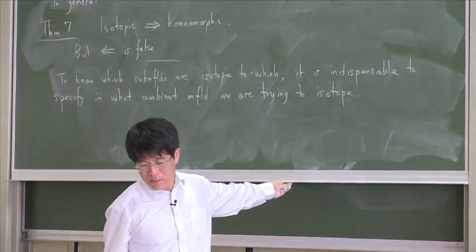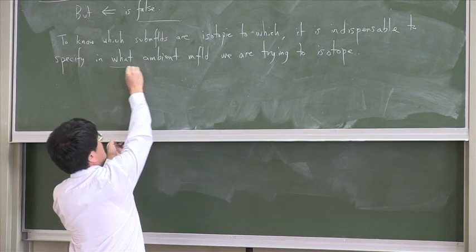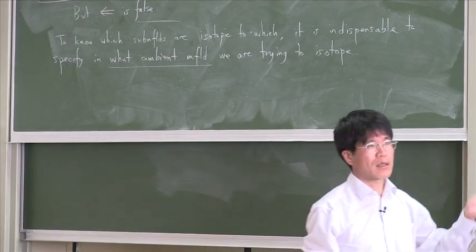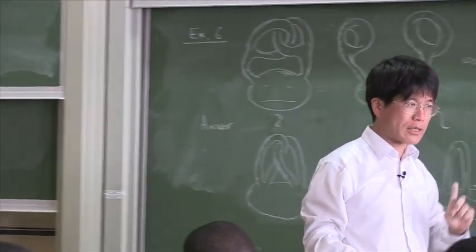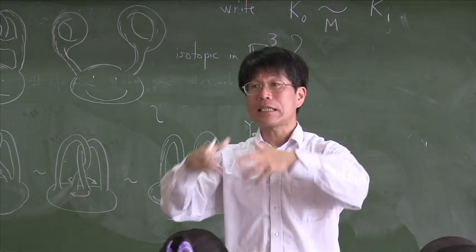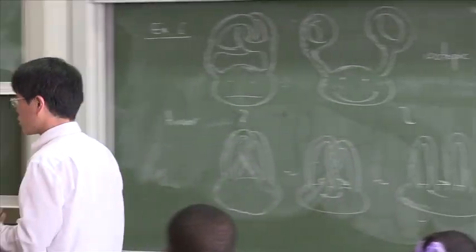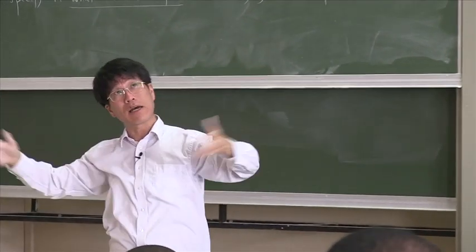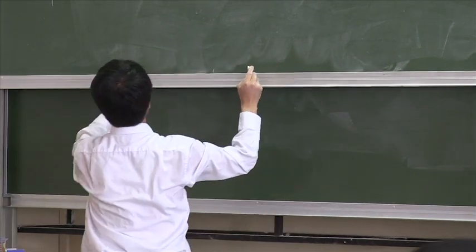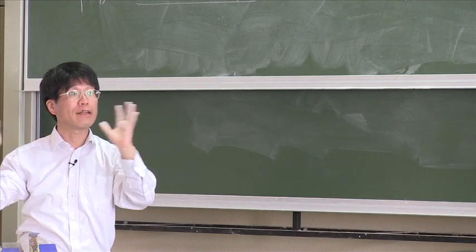That is to say, often we hear beginners, students, and so on say, oh, this is isotopic to this. But that's not the way to say it. You say, this is isotopic to this in this space. Because if you change the ambient space, it may no longer be isotopic. You may no longer have enough room. Okay? So you have to specify in what surrounding ambient manifold you are doing the isotopy. In contrast, homeomorphism, when you say something is homeomorphic to another thing, you don't have to specify anything else.